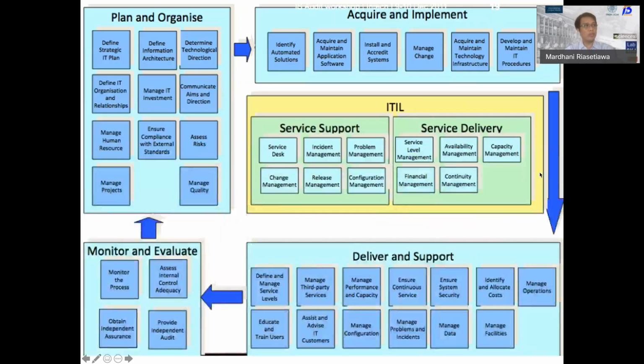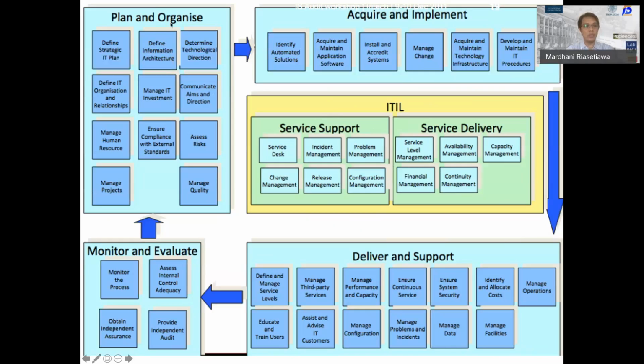When we discuss COBIT itself, it consists of four main domains, or IT processes. The first is plan and organize. In COBIT, we define that IT will be processed and work based on the plan and organize things.